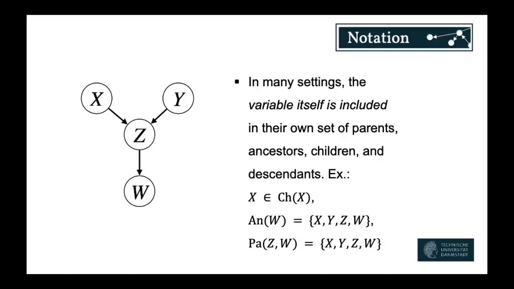Very importantly, I want to just mention, and this is just algebraic play now, but for a lot of notions to come, it's important to know that the variable is oftentimes also itself included. So for example, X is actually its own child, or the ancestors of W. I mean, you can define those differently, but typically. And then for example, ancestors of W contains W itself, or the parents of Z and W together also contain those two.